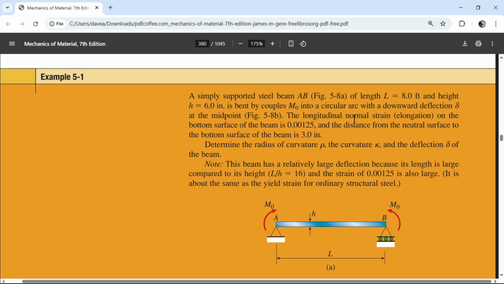Cool. And so the longitudinal normal strain, that's going to be the change in length in the x direction. Elongation, and it's going to elongate on the bottom surface. We talked about that with the smiley face. And the elongation on the bottom surface is 0.00125. So the strain is, what are they doing to us? It says the longitudinal normal strain, I think, oh, damn it. See, they do parentheses elongation.